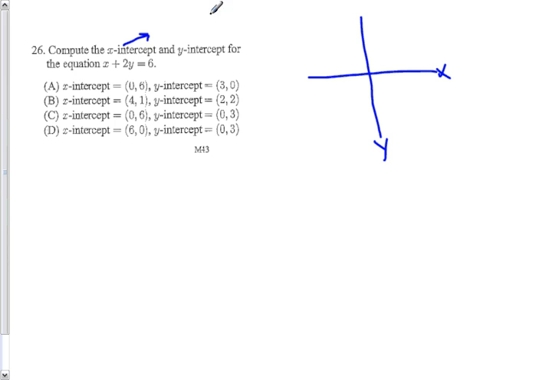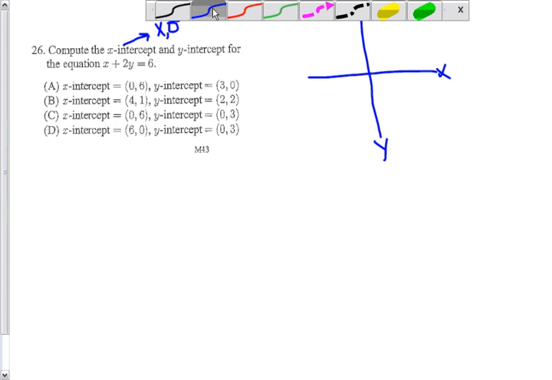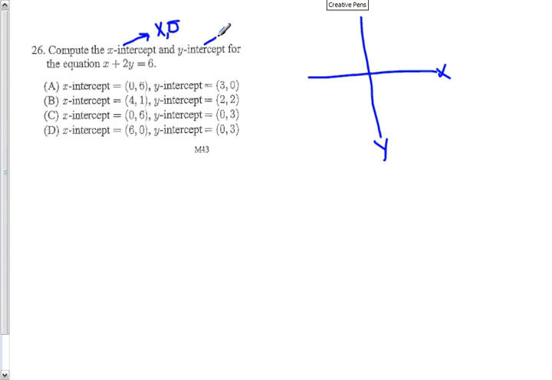So on an x-intercept, we should have any x value that we want, and our y value should be 0, because the line is not going, or excuse me, the point is not going to move off of the x-axis at all. And for the y-intercept, we should have a 0 value for x, and then we can have any y value that we want to have. It's not going to move off of the x-axis, excuse me, off of the y-axis.